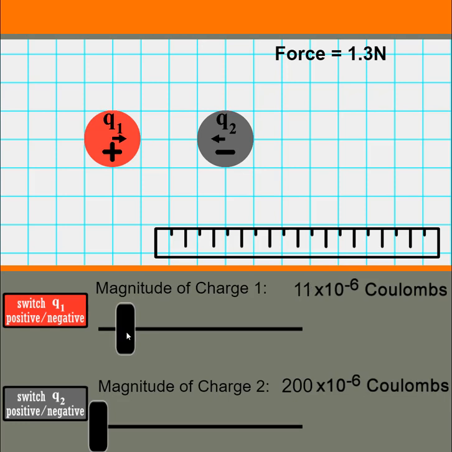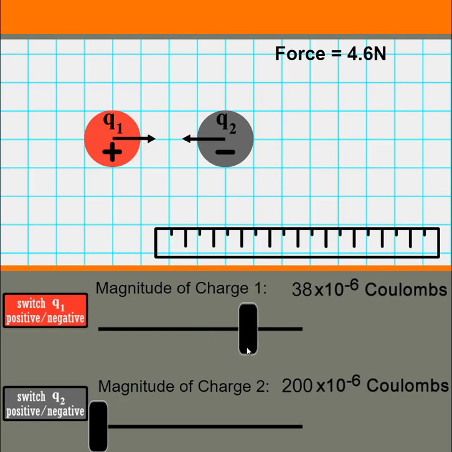Q1 14 times 10 to the power minus 6 coulombs. Force increases to 1,7 newtons. Q1 18 times 10 to the power minus 6 coulombs, force 2,2 newtons. Q1 22 times 10 to the power minus 6 coulombs, force 2,7 newtons. Q1 26 times 10 to the power minus 6 coulombs, force 3,2 newtons. 30 times 10 to the power minus 6 coulombs, force 3,7 newtons. 34 times 10 to the power minus 6 coulombs, 4,2 newtons.